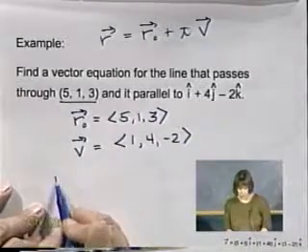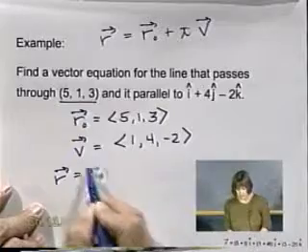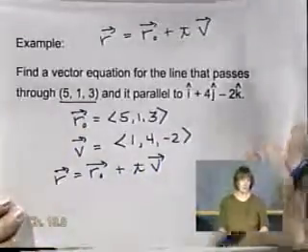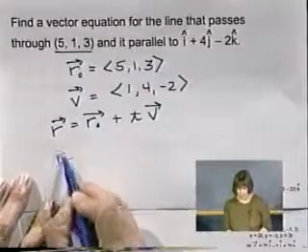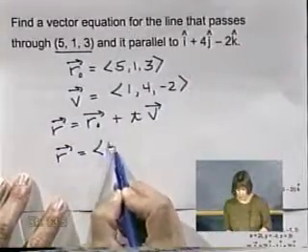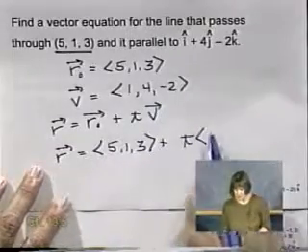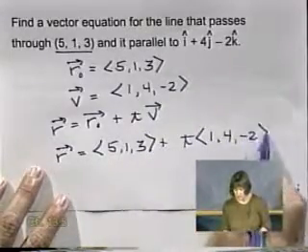Okay, so my vector equation is r is equal to the particular point plus a multiple of the vector parallel to the line. So plugging in for this, we're going to have r is equal to 5, 1, 3 plus t, and what's my vector that's parallel? 1, 4, negative 2.